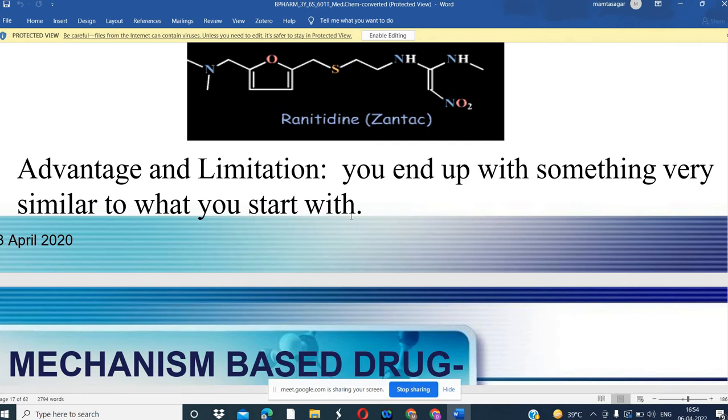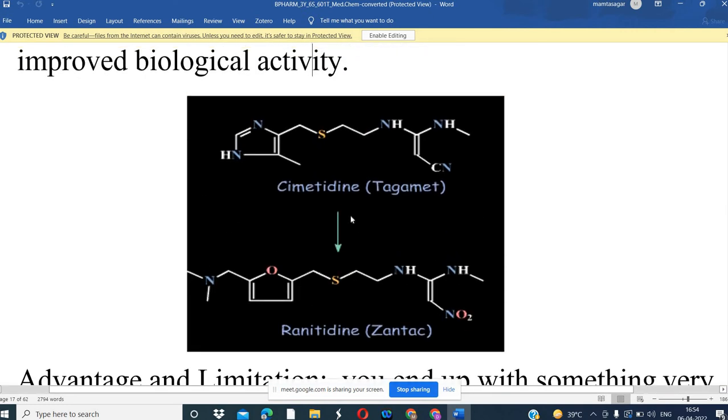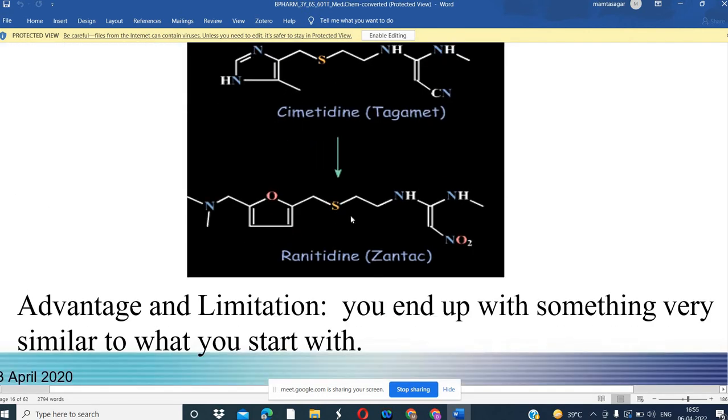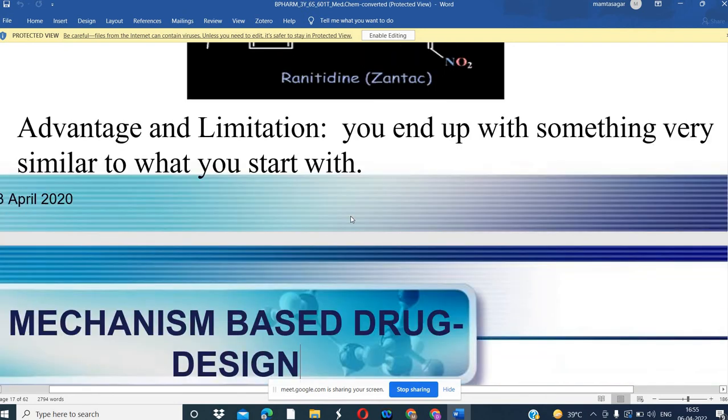So what is the advantage and limitation? You end up with something very similar to what you start with. Sometimes it happens that whatever you are designing is very similar to the previous drug, but it may still show a different activity, an increased activity, an improved biological activity. If it shows improved biological activity, then we can move forward with this change and do preclinical or clinical studies. But that should show some effect. Only then will we move on. So this was one example of chemical modification.